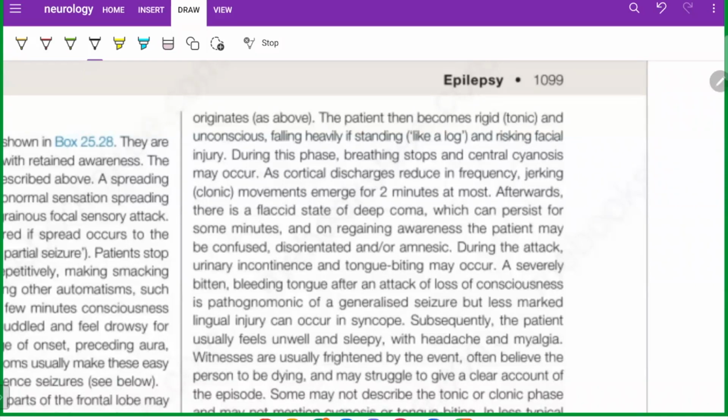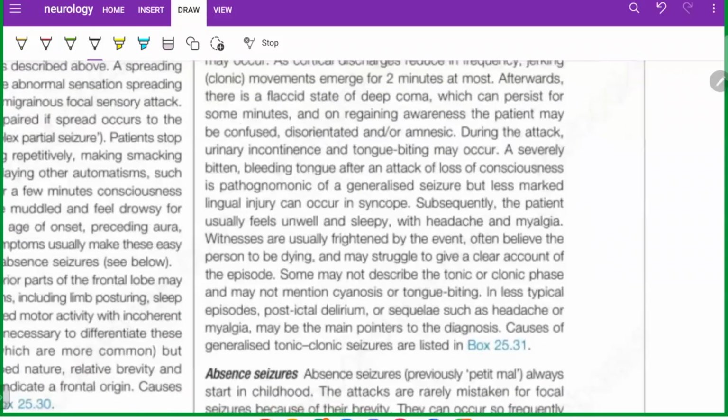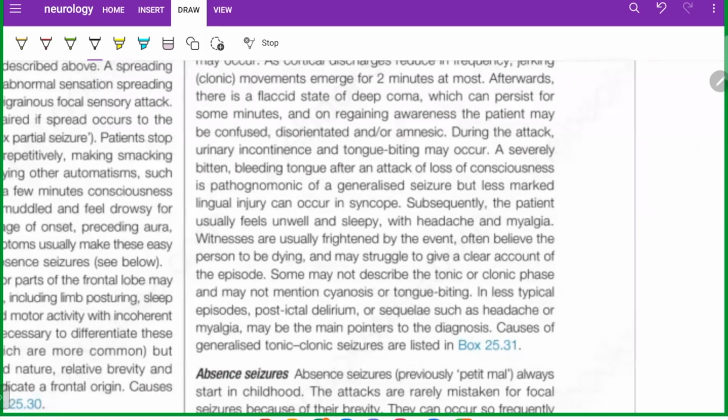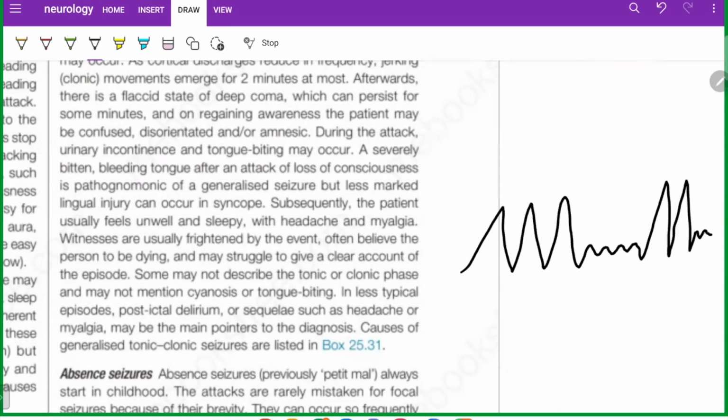How will your EEG be? This is what you wanted to remember. EEG will have a generalized high amplitude polyspike discharge in the tonic phase, which in the clonic phase is suddenly interrupted by slow waves to create a spike and wave pattern. It will look like this: a spike, then suddenly a wave comes, then suddenly a spike, then suddenly a wave. So this is the tonic phase and this is your clonic phase.